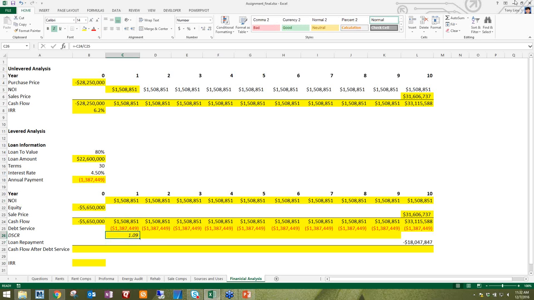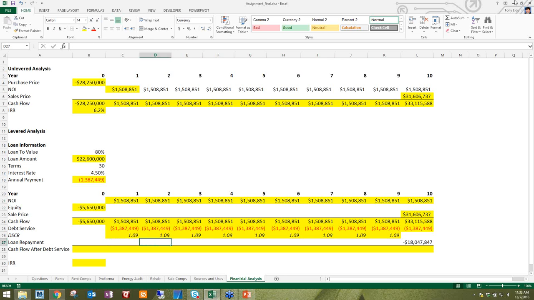Your debt service coverage ratio is 1.09. This is actually kind of low, and they may not qualify this, to be honest. They usually look for a 1.15 or 1.2, 1.25. So this is a little bit low. So you took the cash flow divided by debt service, so you get your debt service coverage ratio.